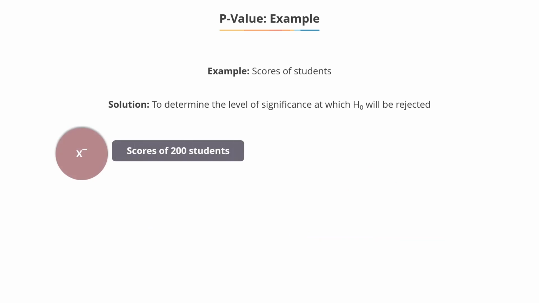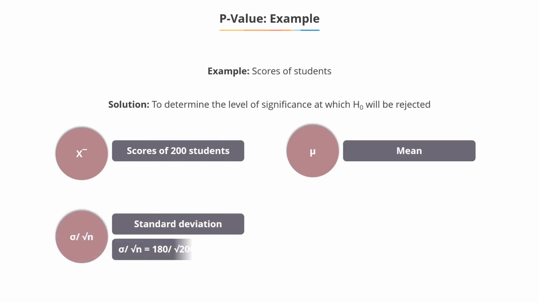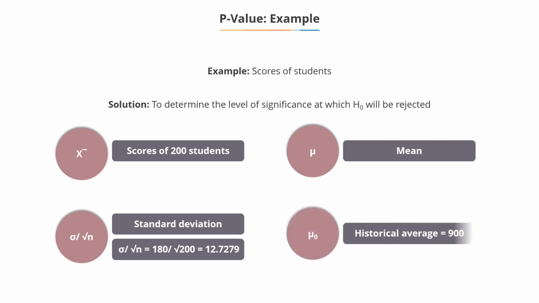Let X bar denote the average score of 200 students chosen at random. X bar follows a normal distribution with mu and standard deviation being sigma by square root n, which equals 180 by square root 200, equals 12.7279. The historical average mu naught will be 900.